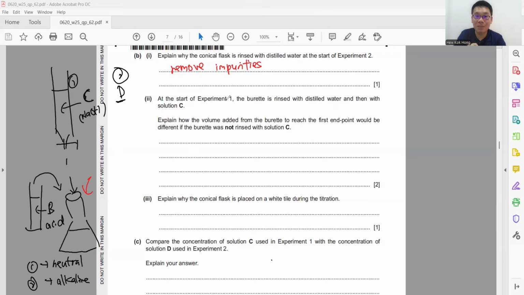Part 2. At the start of experiment 1, the burette is rinsed with distilled water and then with solution C. Explain how the volume added from the burette to reach the first endpoint would be different if the burette was not rinsed with solution C. So after we flush it, if we do not rinse with NaOH, then this part is not NaOH. If this part is not NaOH, the first few drops are not NaOH. That's why it will cause the concentration to reduce. So that's why it will cause the volume that you need to add to be more.